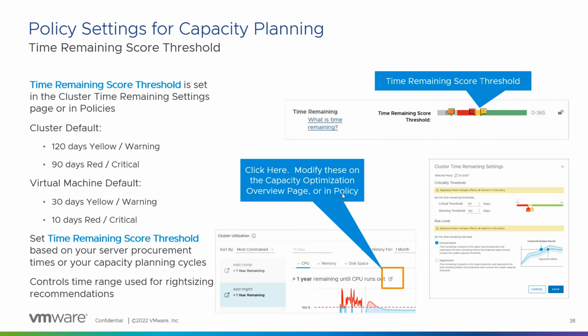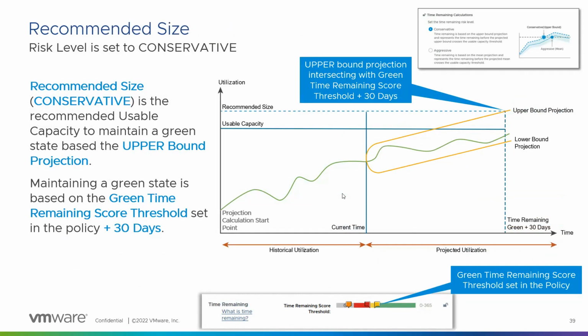So that's basically what those are intended to do. But like I said, these do impact those right-sizing recommendations and your total capacity recommendations for the cluster itself. So how does that work? Let me show you that now.